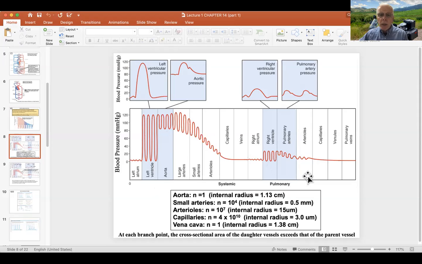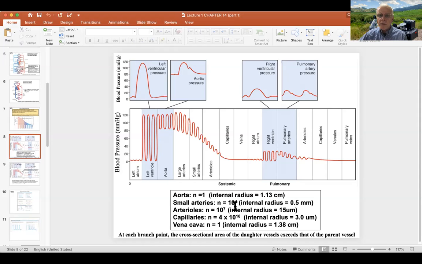So down below, I've given you some approximate diameters. I don't expect you to memorize these. The aorta, though, what I do want you to appreciate is that there's only a single aorta, and it's a large tube. The diameter changes somewhat. I'm giving it in terms of a radius here. A radius of 1.13, 2.54 is an inch. So the aorta, the internal diameter is about 1 inch. That's a big tube. It branches, and when you get to these smaller arteries, the radius of these might only be 0.5 millimeters.